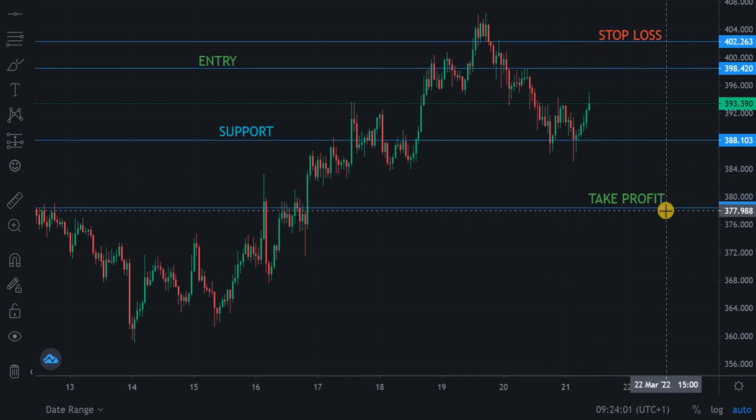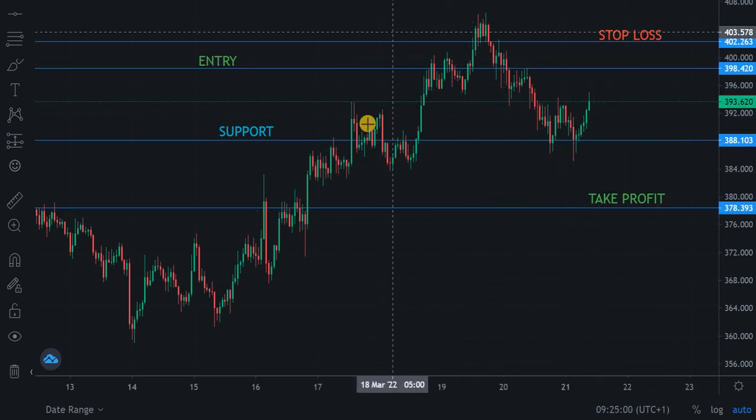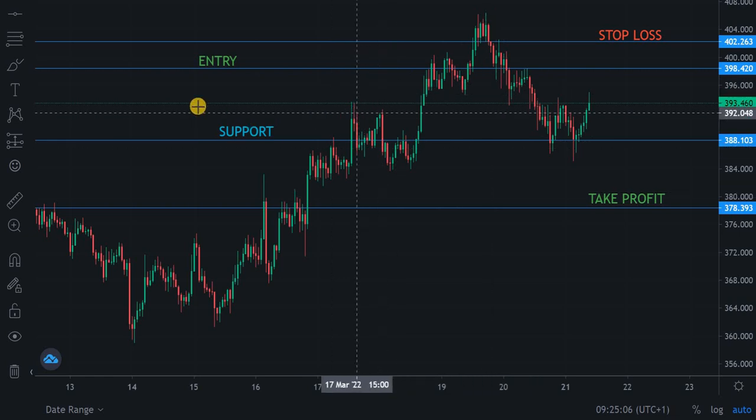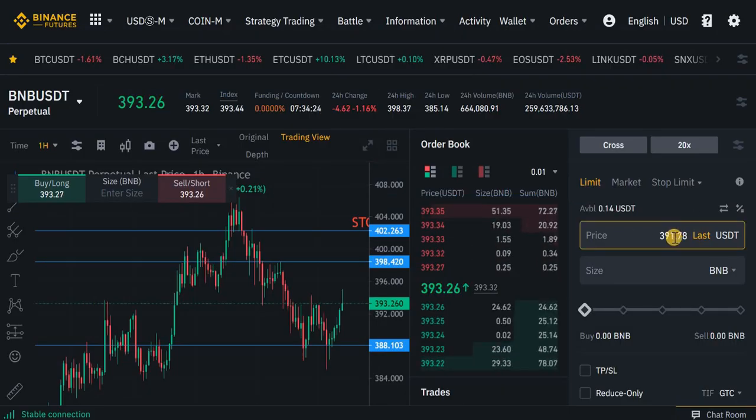Keep in mind that this is just an example. This may not play out exactly like this. This is just basic technical analysis I am showing you right here. Once you've understood all this, now let's go ahead and place a trade based on this setup. I would exit the full screen. This right here is where I will be placing my trade.